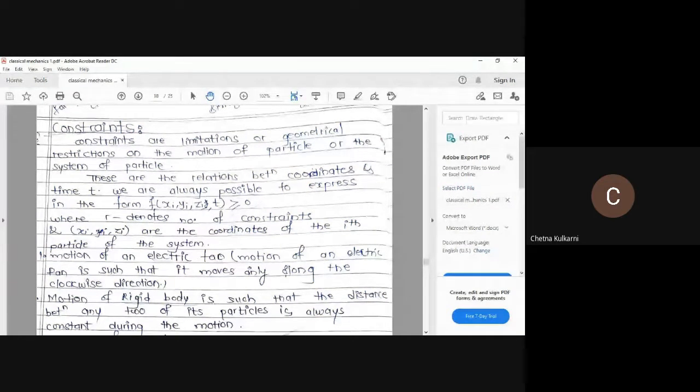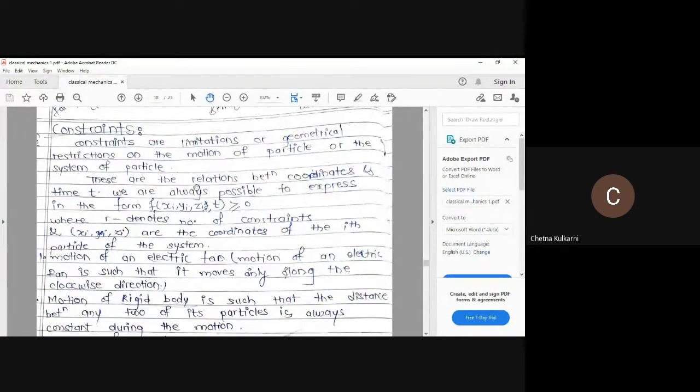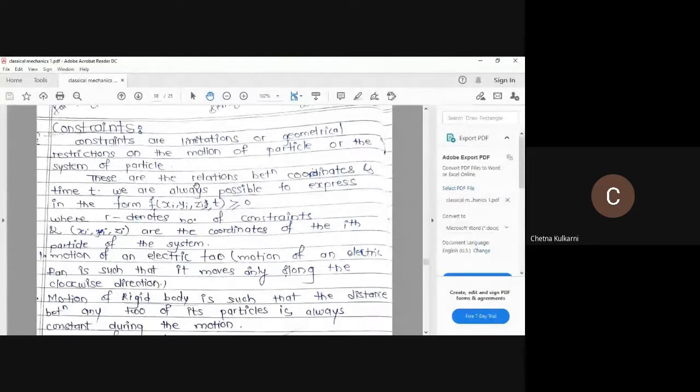Constraints. I hope you have heard of constraints or limitations. These types of terms we have heard. Okay, constraints are nothing but the limitations or geometric restrictions on the motion of a particle or the system of particles. Right. So if you have one system of particles, and it is moving somewhere, then whatever constraints or limitations there are on the motion of a particle are called the constraint. Let us go with one example.